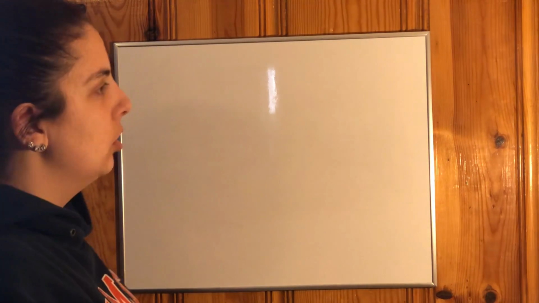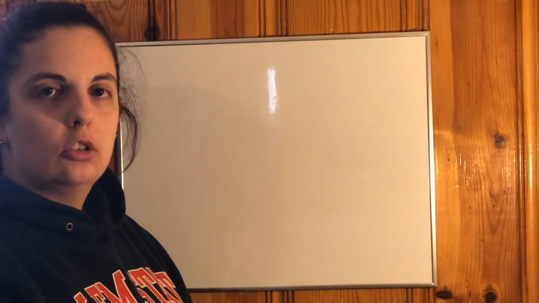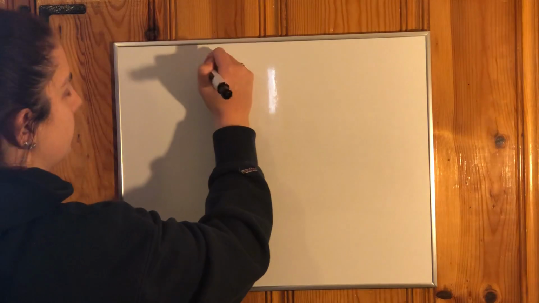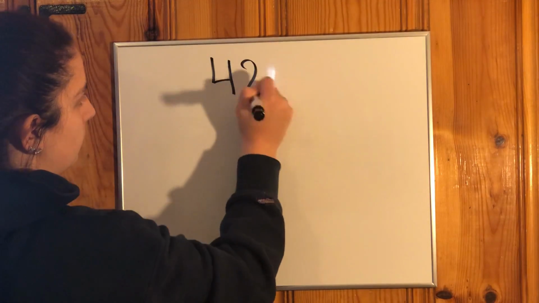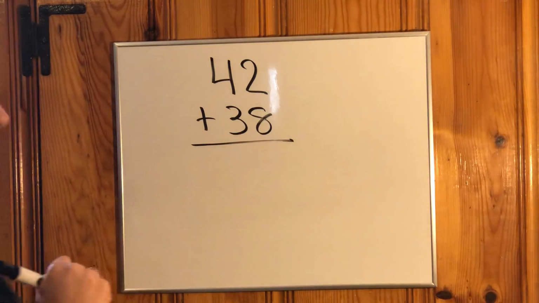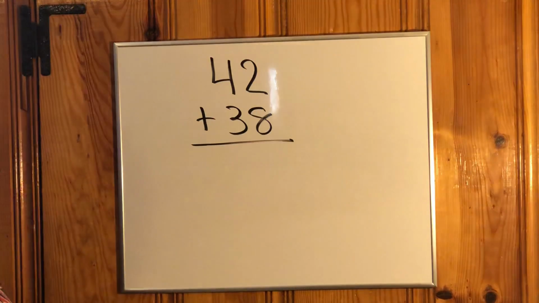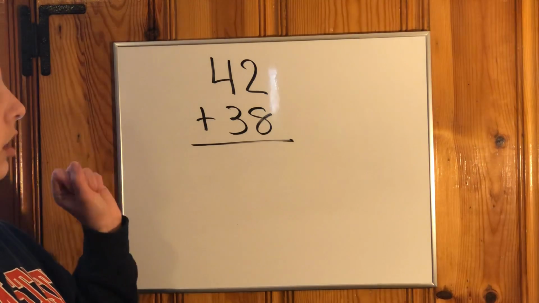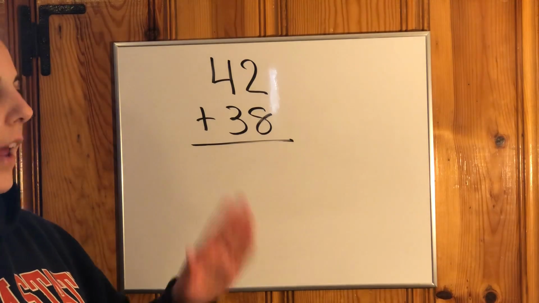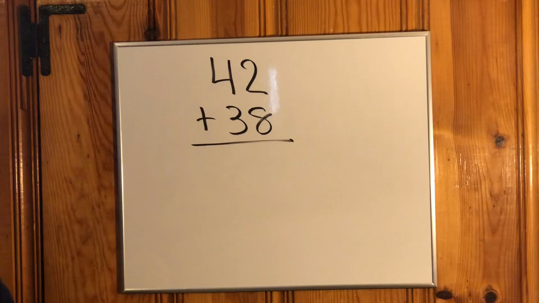Okay, so let's say that we are adding 42 plus 38. That's our equation, our two-digit plus two-digit equation. We are going to draw out the place value blocks that we need for each number, and then we're going to add up each place value to get the sum of our answer.